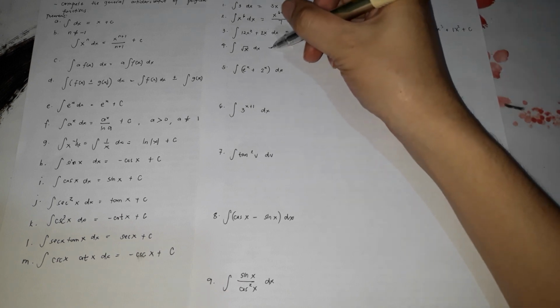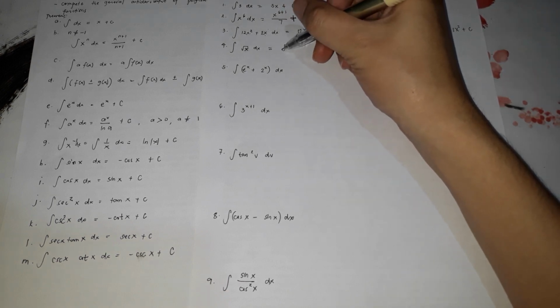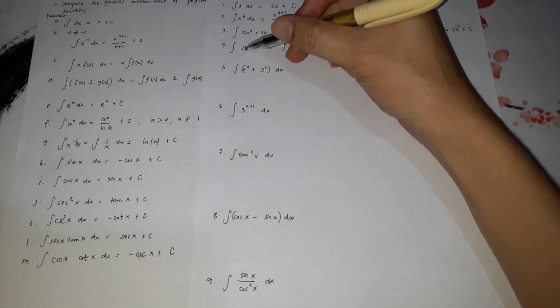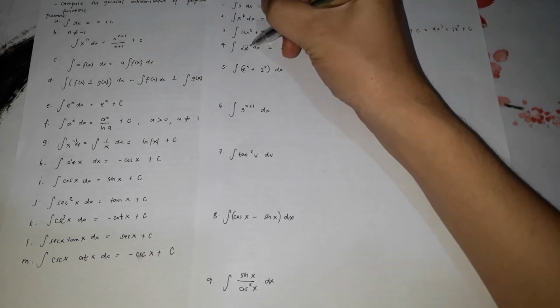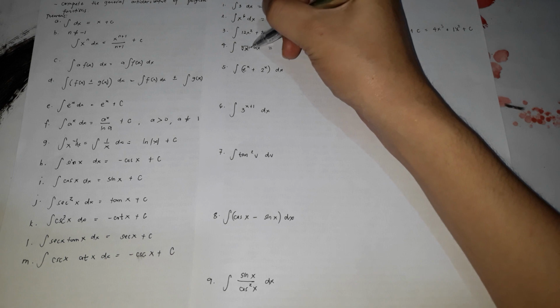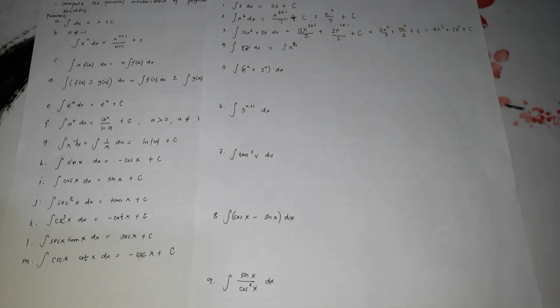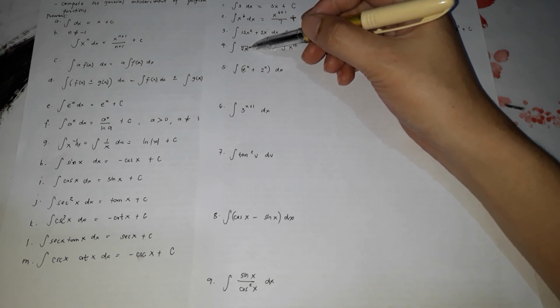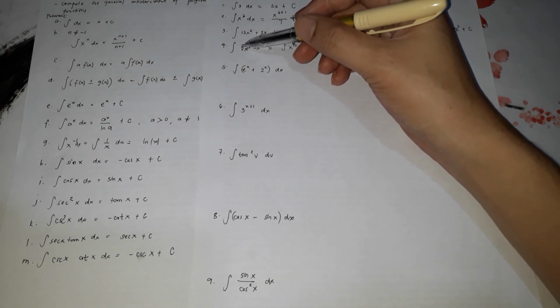For number 4, change this to exponential. The square root of x is x to the 1/2. If there is a number 3 in here, it becomes 1 third. If there's 2 in here, it's 2 over 2. Because it's the square root of x, it means that it is x to the 1 half.